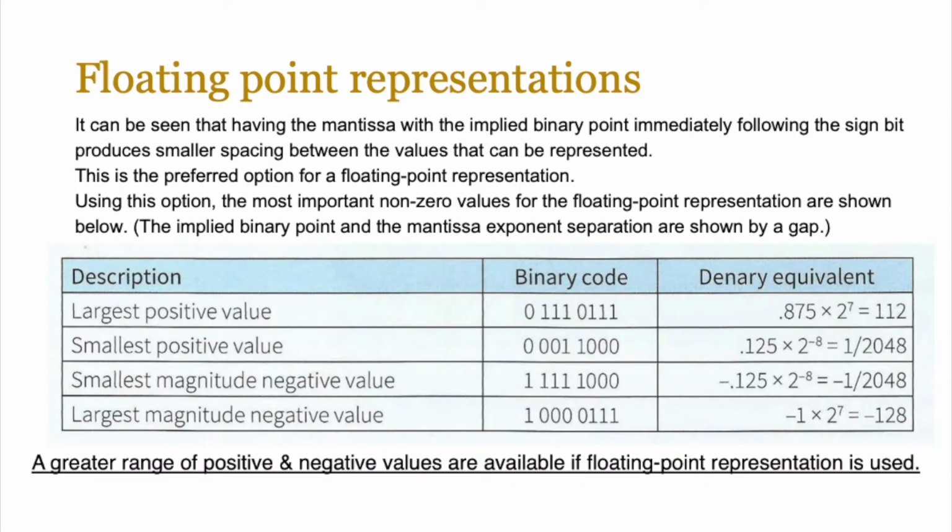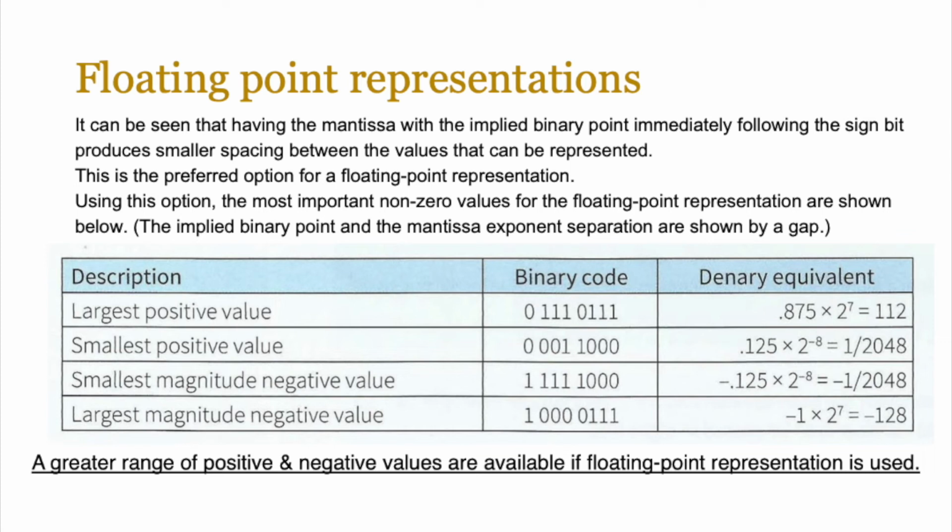Now, it can be seen that having the mantissa with the implied binary point immediately following the sign bit produces smaller spacing between the values that can be represented. And this is the preferred option for a floating point representation. Using this option, the most important non-zero values for the floating point representations are shown below. The implied binary point and the mantissa exponent are shown by that gap that we have in there. So a greater range of positive and negative values are available if floating point representation is used.